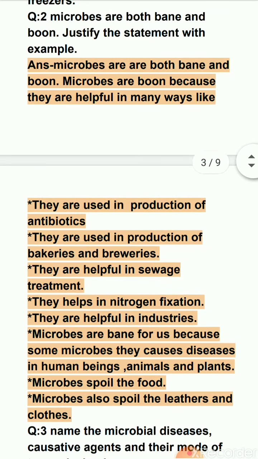Second question: microbes are both bane and boon. Justify the statement with examples. Students, microbes are useful as well as harmful at the same time. Some microbes are a boon because they help in many ways. They are used in the production of antibiotics, bakeries and breweries. They are also helpful in sewage treatment.